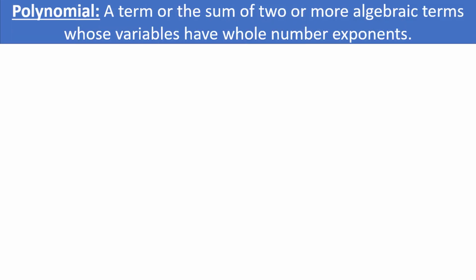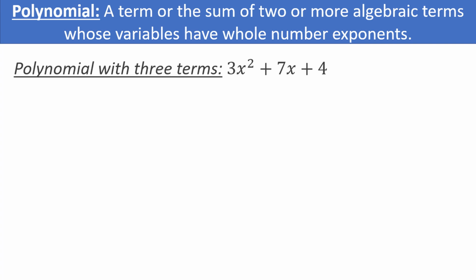Welcome, my friends! A polynomial is a term or the sum of two or more algebraic terms whose variables have whole number exponents. For example, 3x squared plus 7x plus 4 is a polynomial with three terms. The terms are 3x squared, 7x, and 4.